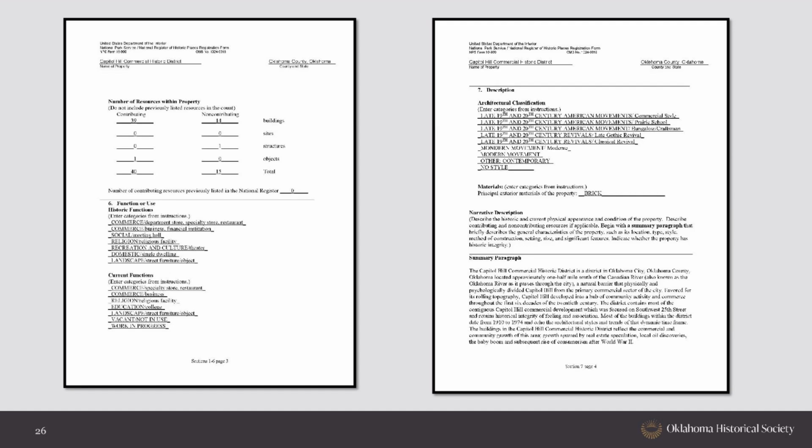So section 7 and section 8 are basically the meat and potatoes of your nomination. Your summary paragraph in section 7 is where you're going to be describing the architectural significance. Even if you're nominating something that's not architecturally related, like a house that has to do with a famous person, you're still going to have to describe the architecture of that building. And so section 7 is where this takes place.